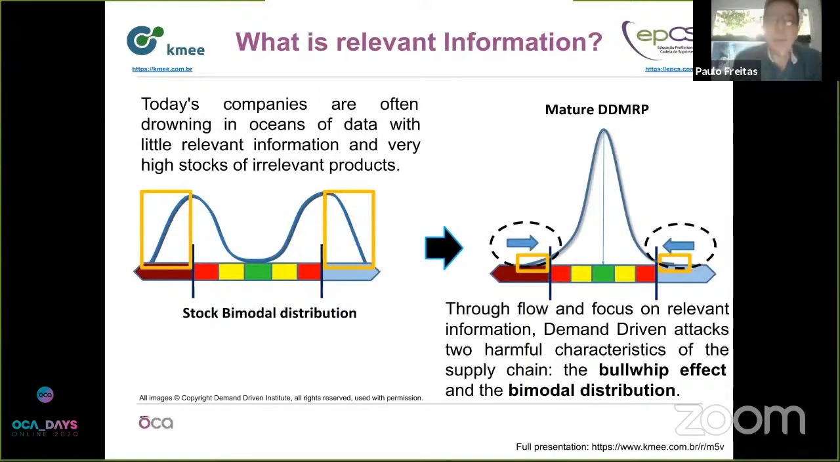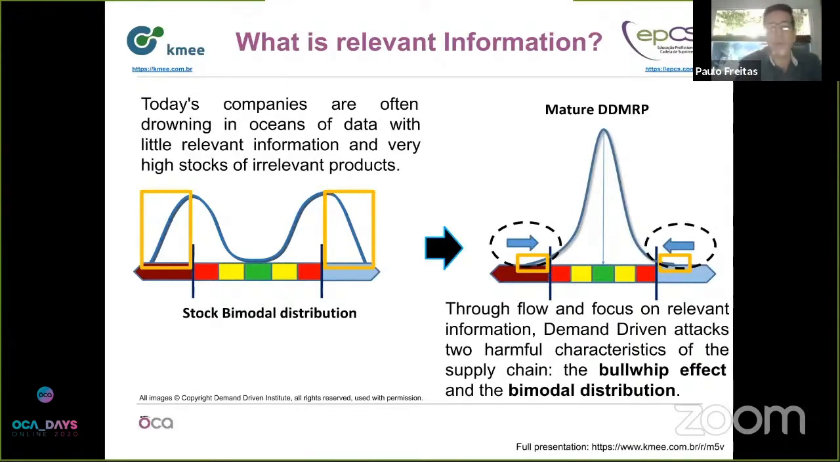Why and what is relevant information? Well, today's companies are often drowning in oceans of data with little relevant information, and very high stocks of irrelevant products. We call this curve the bimodal distribution. So we have too much stock of what is not selling and too little stock of what is selling. And this is what we call a bimodal distribution. And it goes very quickly from one stage to the other.